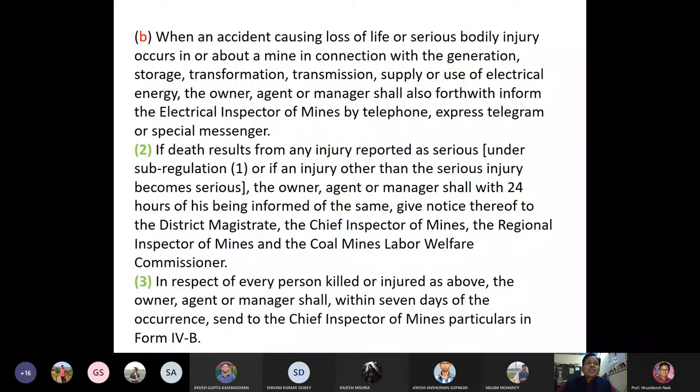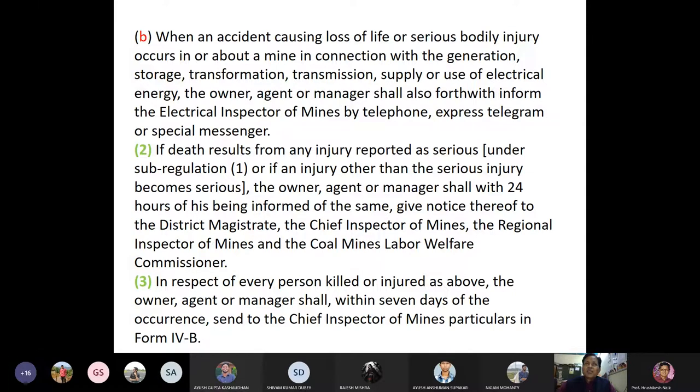Part B tells what to do when an accident has taken place and somebody is dead, somebody has lost his life. Suppose in your mines some accident has taken place, and arising out of that, somebody is dead, some worker has lost his life, or somebody is seriously injured, in connection with the generation, storage, transformation, transmission, supply, or use of electrical energy in a mine.